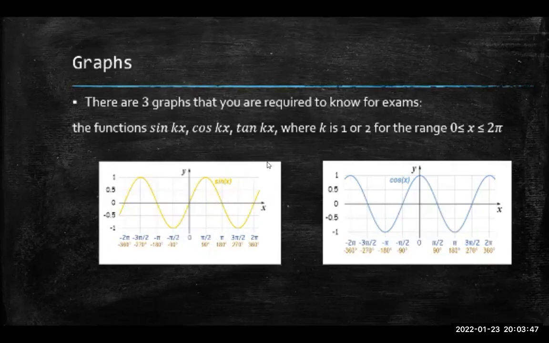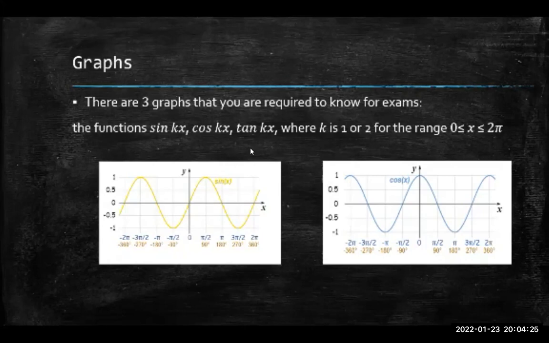Before we start, we know the 3 basic trig functions: sine, cosine, tan, right? This is what your syllabus requires you to know: the functions sine kx, cos kx, tan kx, where k is 1 or 2, for the range x greater than or equal to 0 but less than or equal to 2 pi. That's 2 pi radians, right? Remember, 2 pi radians is the same as 360 degrees. All right, so let's start.